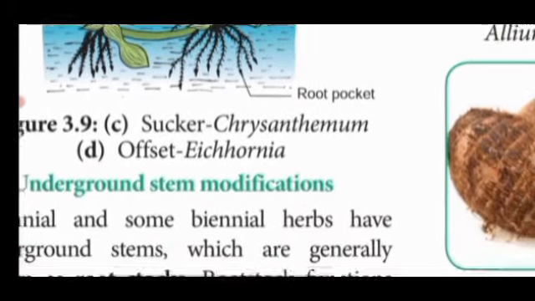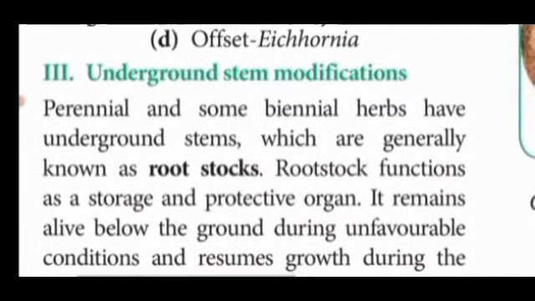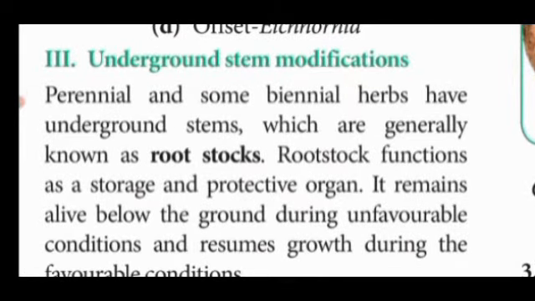The next is the underground stem modification. The underground stem modification means the modification seen in the underground region below the soil. Perennial and some biennial herbs have underground stems which are generally known as root stalks. Perennial means it lives for many years, and biennial means it lives for 2 years.